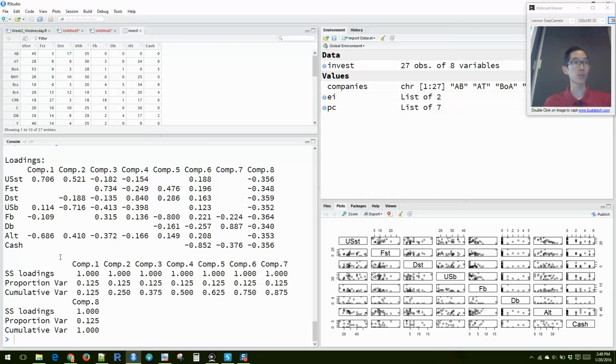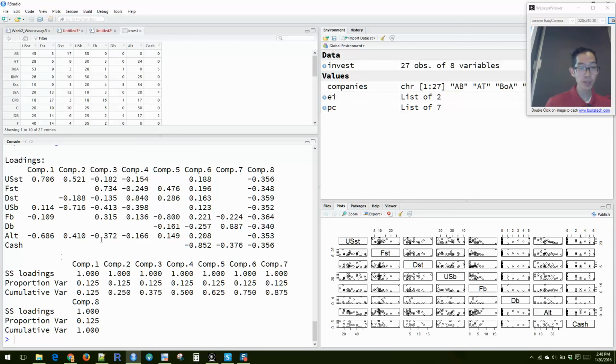So does this kind of act like a correlation matrix? It's a loadings matrix, which is not a correlation matrix. It's kind of how important is this column in this component, okay? What is this component? How am I calculating the values of this component? This component is based heavily on U.S. stocks and alternative investments, okay?